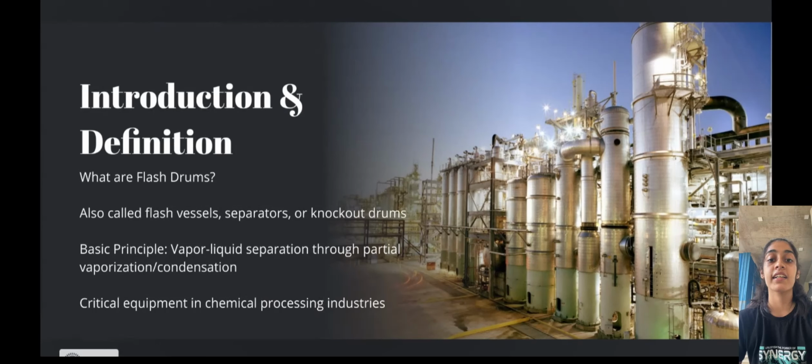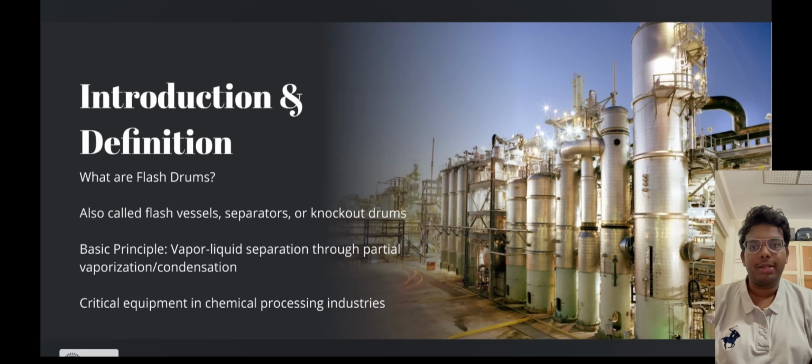The principle behind the working of this equipment is partial vaporization or partial condensation, where a slight change in temperature and pressure vaporizes a mixture and condenses the other. Flash drum is a critical component used in units like distillation columns, refineries, and natural gas processing plants. They help in reducing downstream load, recovering valuable vapors, and improving process efficiency. In this video, we'll be exploring how to design a flash drum, the critical parameters involved in designing it, and how each decision can impact the efficiency of the process.